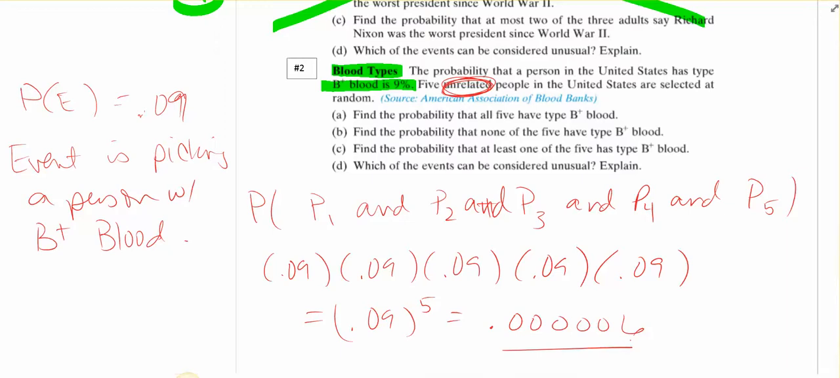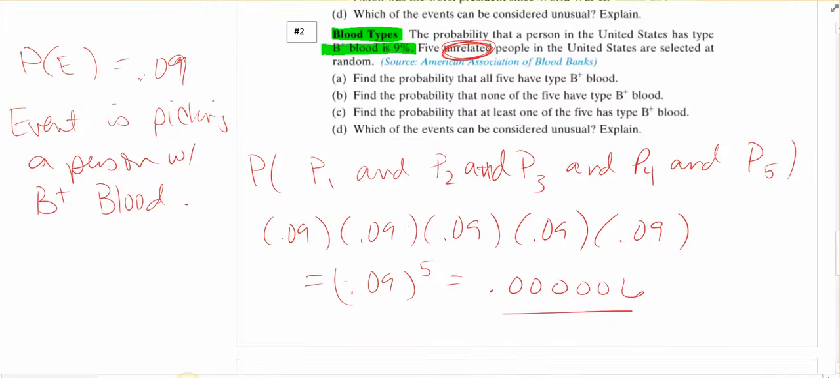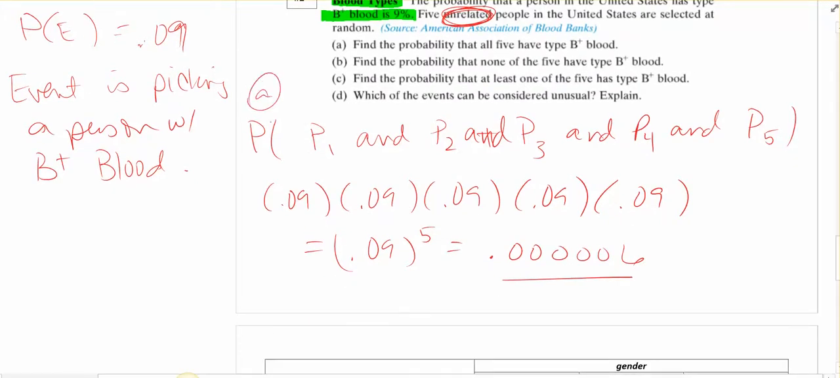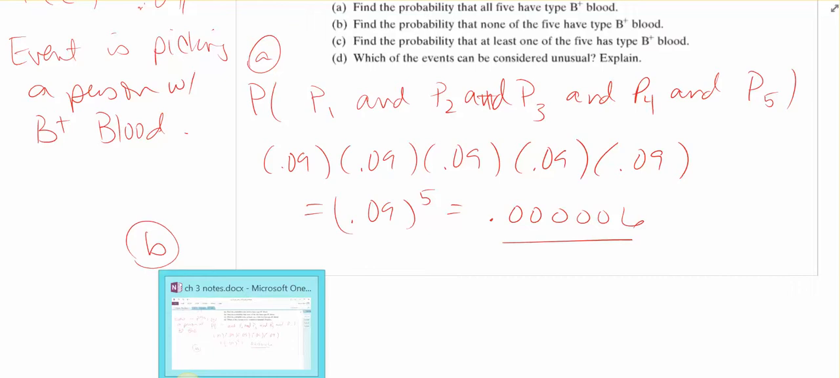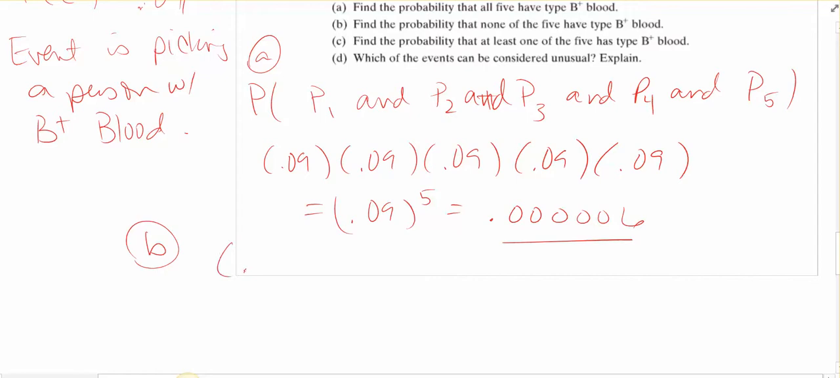The second question says, what's the probability that none have type B positive? So this was part A, and now we need part B. I need more space to write. Plan ahead, Maeve. Okay, so part B. Find the probability that none have B positive. So if 9% have B positive, 91% don't. So then this would just be 0.91 to the 5th power. That's way more likely.